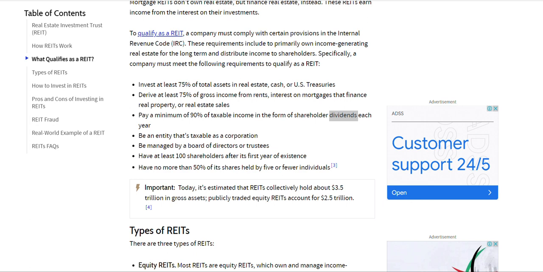They also have to be an entity that's taxable as a corporation, be managed by a board of directors or trustees, have at least 100 shareholders after the first year of existence, and have no more than 50% of its shares held by 5 or fewer individuals. So in order for a company to become a REIT, they have to meet these rules.